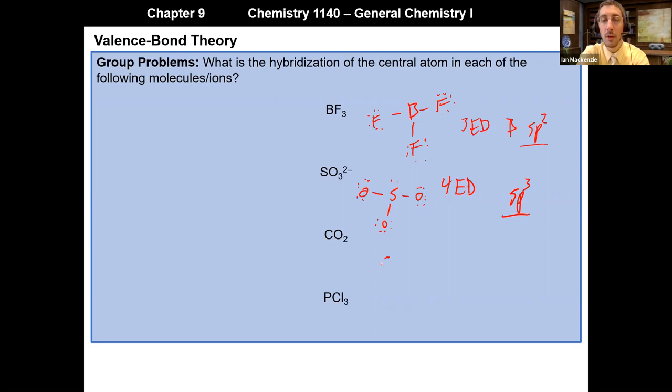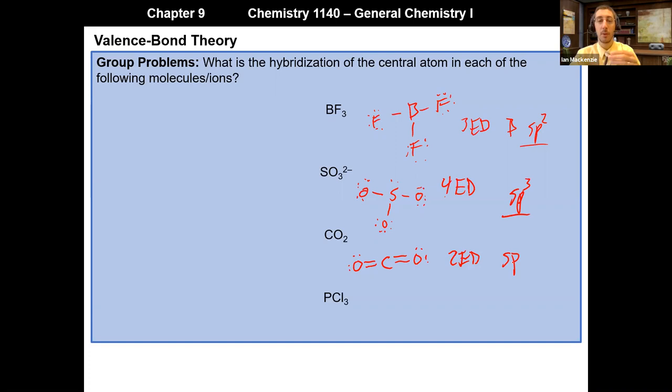CO2, if I draw it all out, I form 2 double bonds to satisfy carbon. And so carbon itself has only 2 electron domains. 2 electron domains indicates that I will have just sp hybridization. And we can see here that I need the remaining 2 p orbitals to form the 2 double bonds, one on each side, or one with each oxygen.